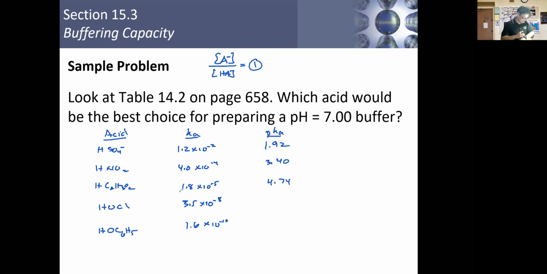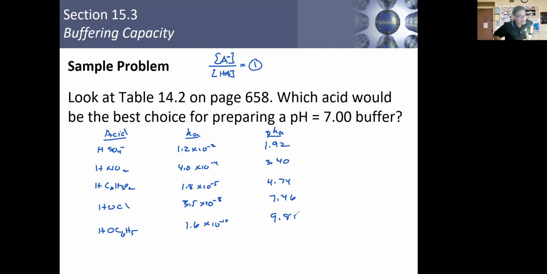Hypochlorous acid right here. Let me take that off. Okay, so we have negative log of 3.5 times 10 to the -8. I get here 7.46. And then finally, let's do the last one. I think you probably already figured out which one we have to choose here. 1.6 times 10 to the -10. I get here 9.80.